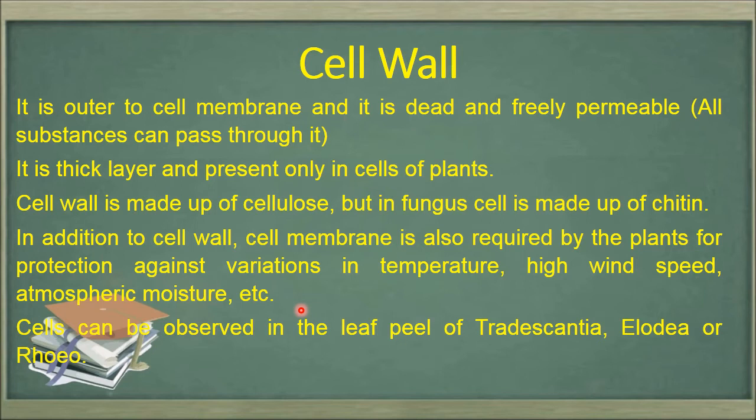But as the cell wall is not selective in nature and it is dead, it is the cell membrane which is going to protect the cell from the variation of temperature. Variation means changes of temperature. Whenever the wind is very high during storms and cyclones, you may have seen that even trees fall down, because they have to bear all these pressures when they are outside. Atmospheric moisture also, sometimes there is too much moisture, like in rainy seasons.